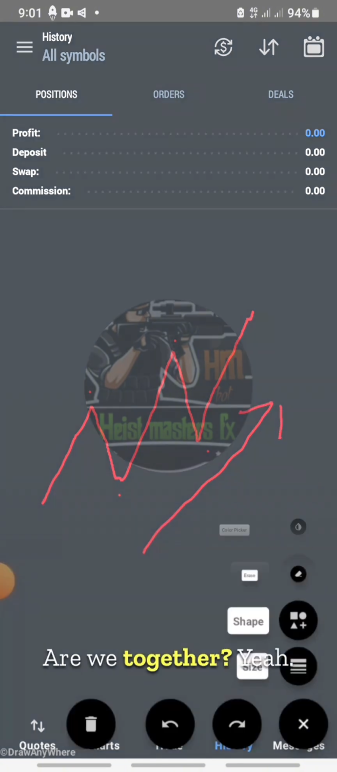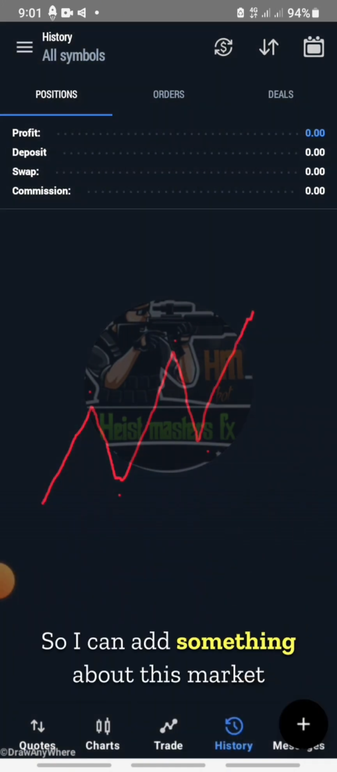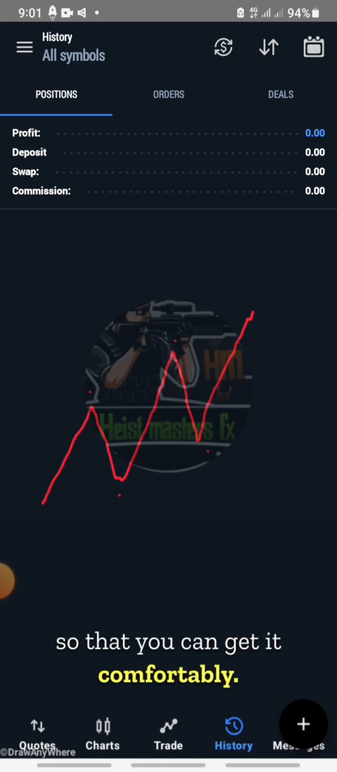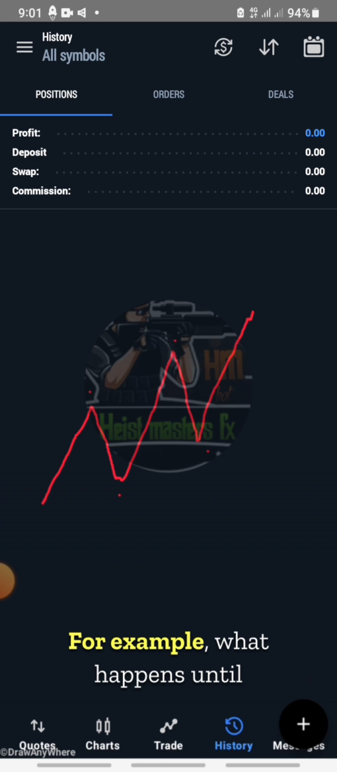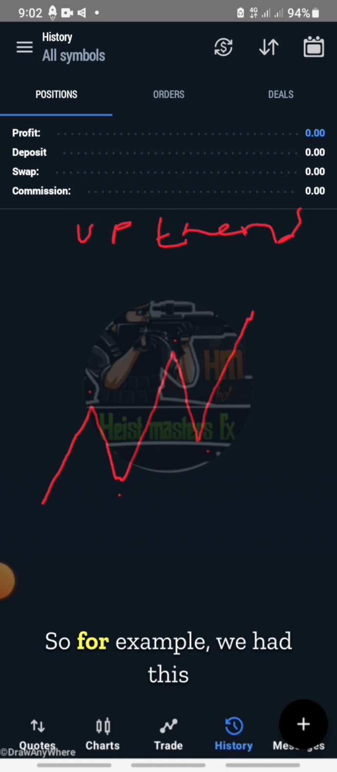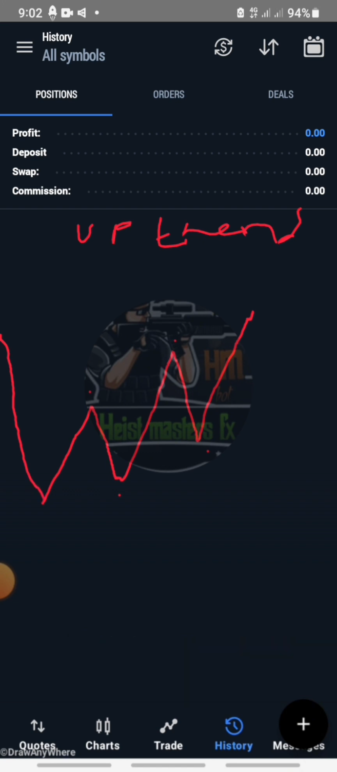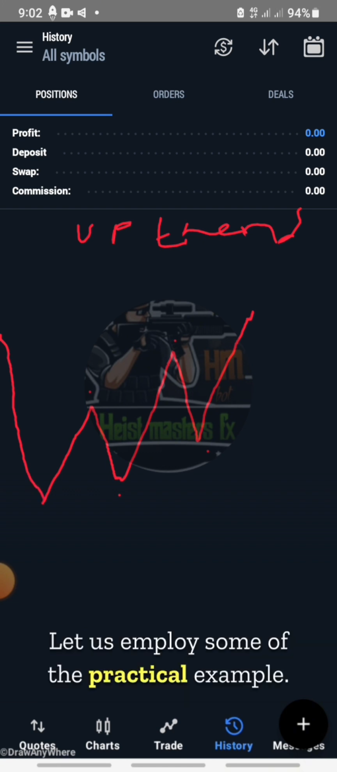Are we together? So I can add something about this market so that you can get it comfortably. For example, what happens until we get this uptrend? Now this is an uptrend. For example, we had this price previously falling from this side. Let us employ a practical example.